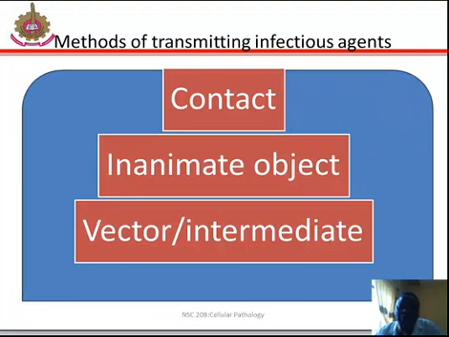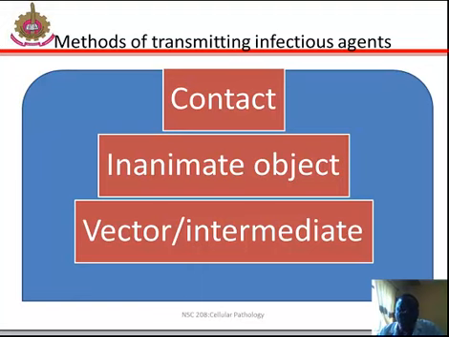Now, what are the methods of transmitting infectious agents? There are three methods I want to discuss here. The first one is through contact. Contact with somebody who is infected by that disease. It can be a form of physical contact, skin to skin contact.